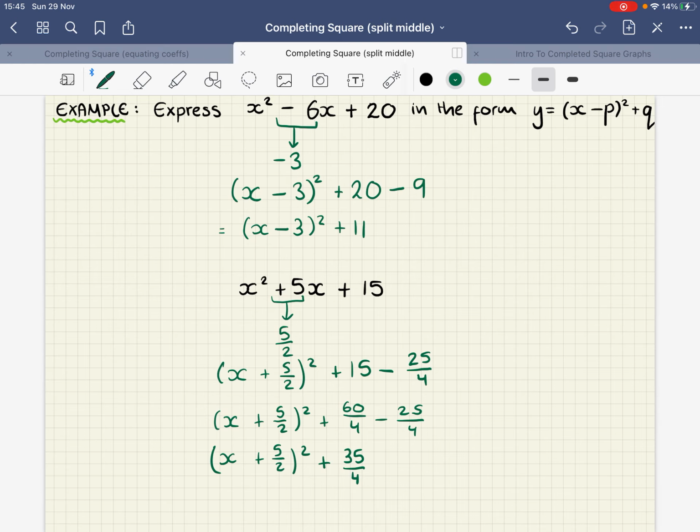In fact, actually looking at that one, it says y equals, so we've got to have that y equals at the front as well, just to match it up.